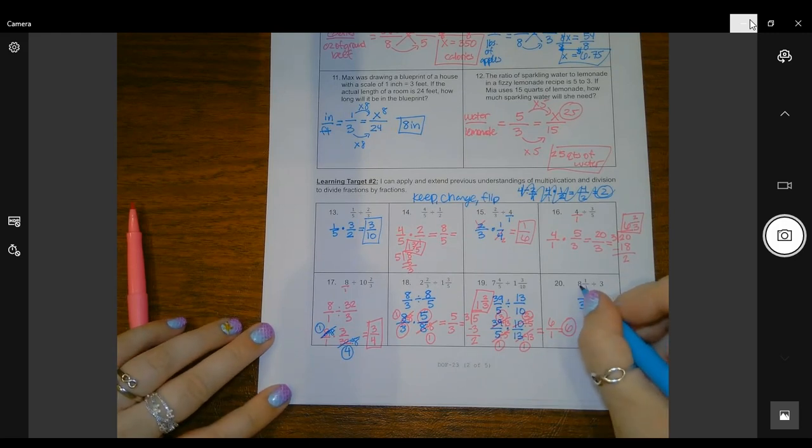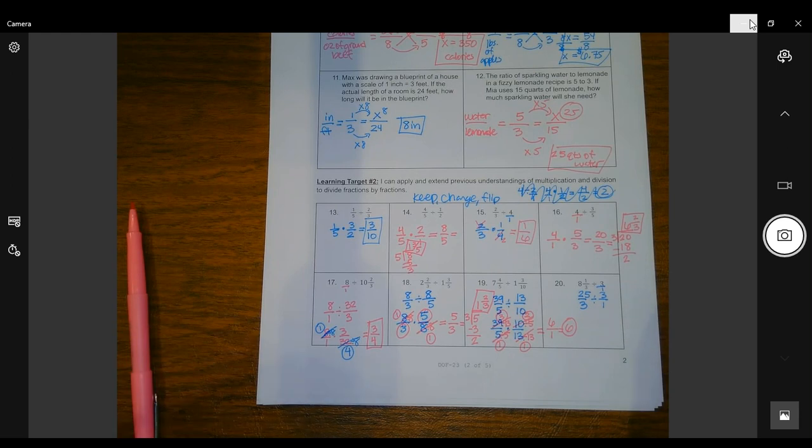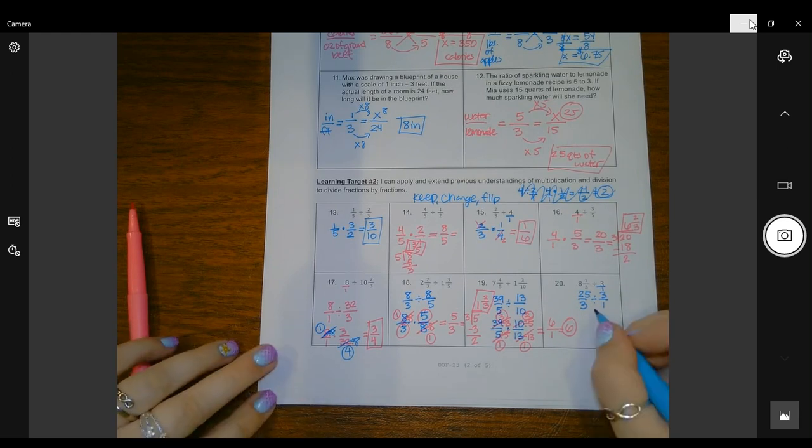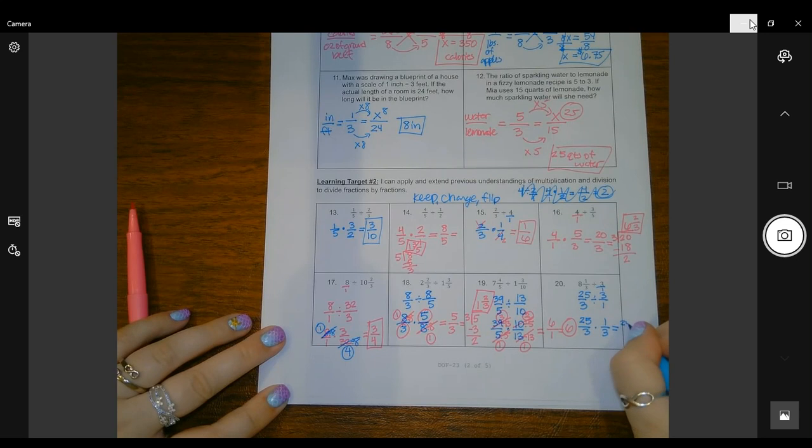3 times 8 is 24, plus 1 is 25, divided by 3/1. Remember, a whole number, you just put it over 1. And now, bam, it's a fraction. But you can't divide with fractions, so we've got to do keep, change, flip. And on top, you get 25. On bottom, you get a 9.